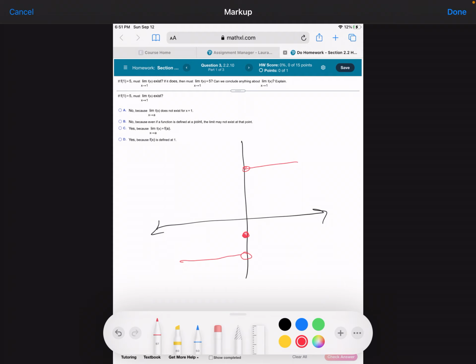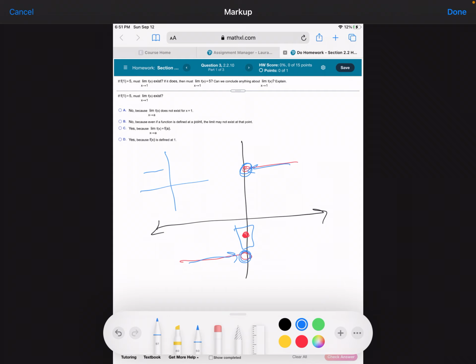So it's like you plug in and you get this value, but the limit coming from the left is whatever this is, and the limit coming from the right is whatever that is. So it doesn't have to exist at all. Then it goes on to say, so must it exist? The answer is no. And then it says, if it does, must the limit be equal to 5? And we know that's not true either, right?